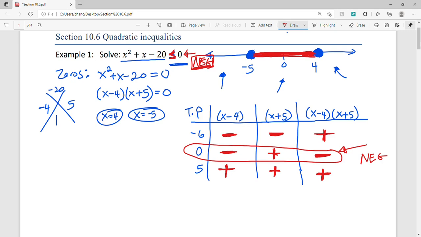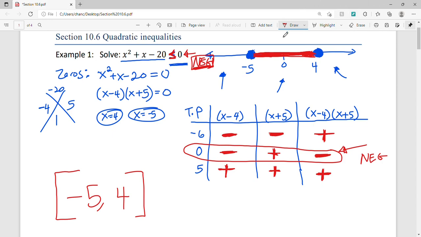That's good. Now we could write our answer in interval notation. Here's our solution. It's a square bracket, negative 5, comma 4, and also another square bracket. Now let's visualize what this actually means.